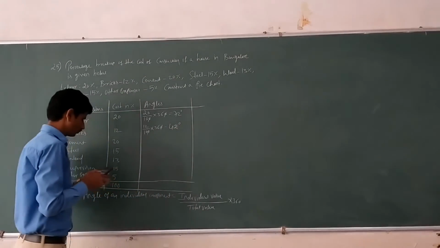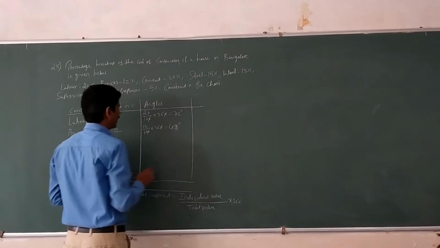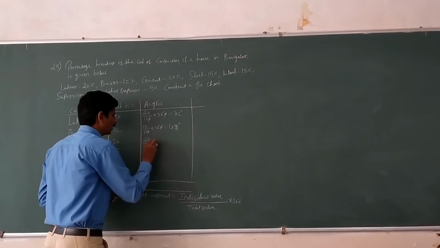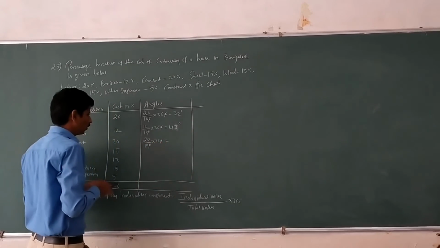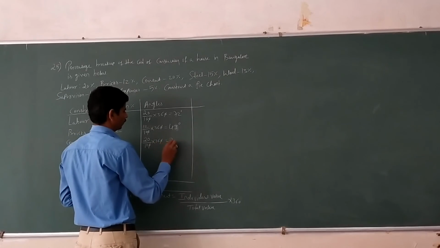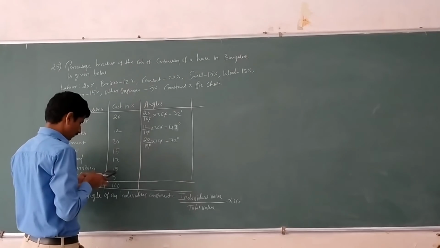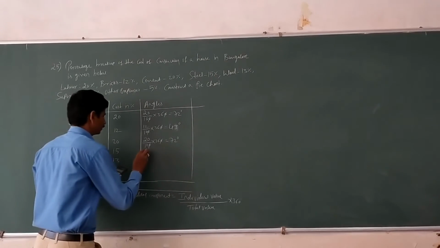The next, 43.2, is 43. The next, the third component, is 20. 20 divided by 100 into 360 gives 72 degrees. The next, 15 divided by 100 into 360, gives 54.